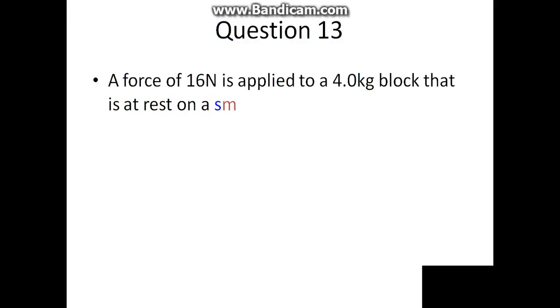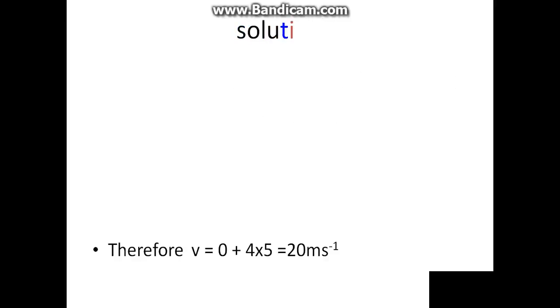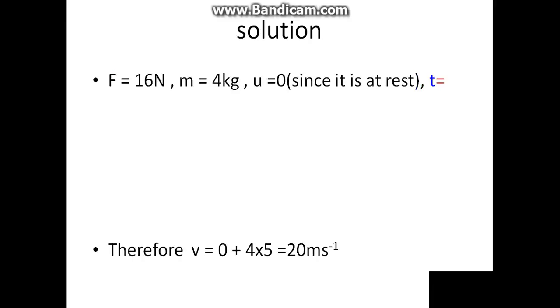Question 13. A force of 16 Newton is applied to a 4.0 kilogram block that is at rest on a smooth horizontal surface. What is the velocity of the block at t equal to 5 seconds? Solution: force is equal to 16 Newton, mass m is equal to 4 kilogram, u, that is initial velocity, is equal to 0 since it is at rest. t, which is the time, is equal to 5 seconds.